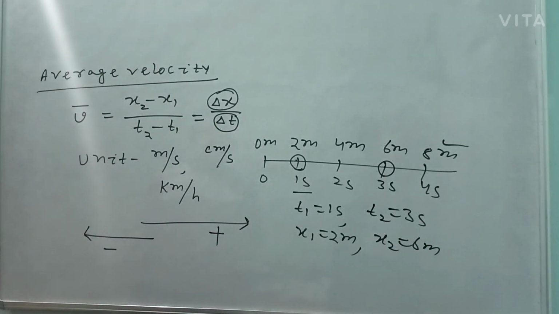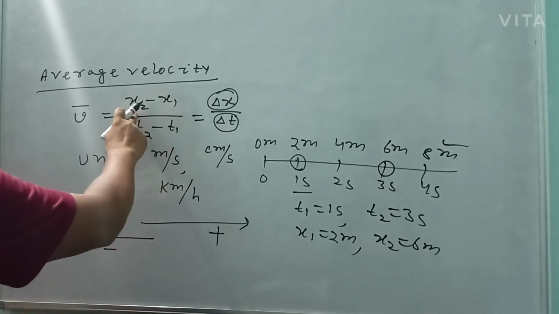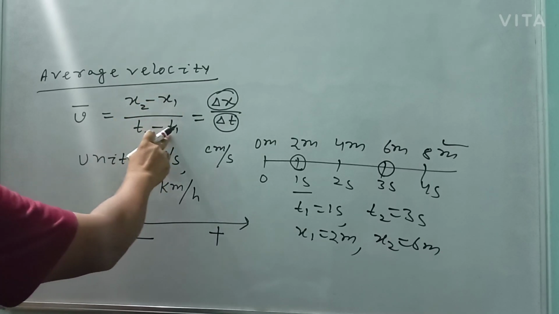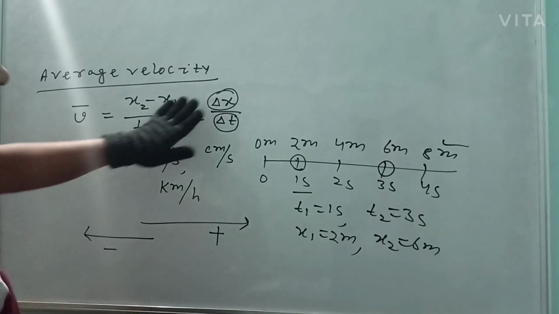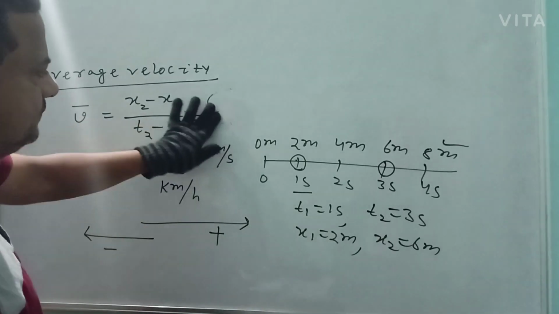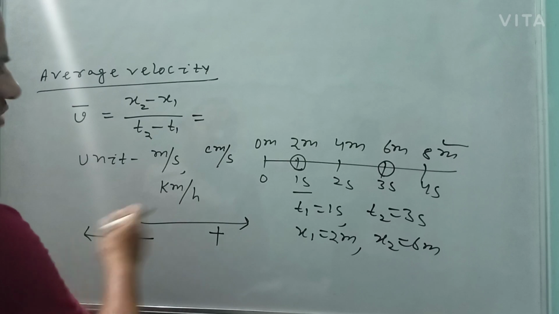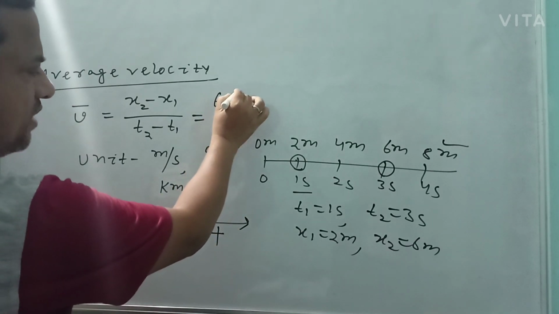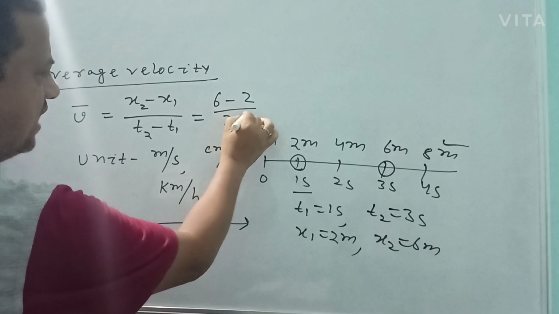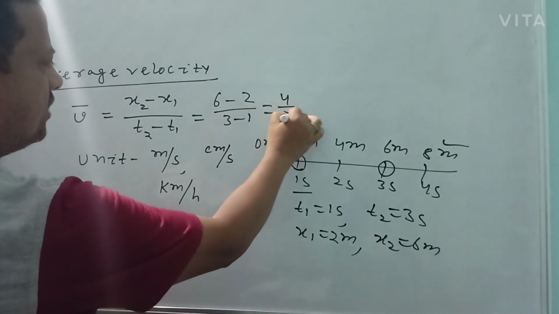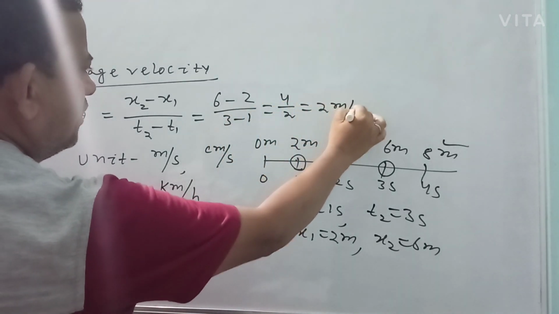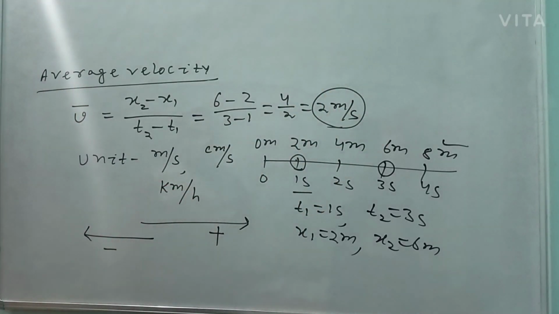So what is the average velocity? Here you put this value: x2 minus x1 by t2 minus t1. So what does it give? x2 is 6 minus x1 is 2, by 3 minus 1, that is 4 by 2, that is 2 meter per second. So students, between 1 second and 3 second, the velocity is 2 meter per second.